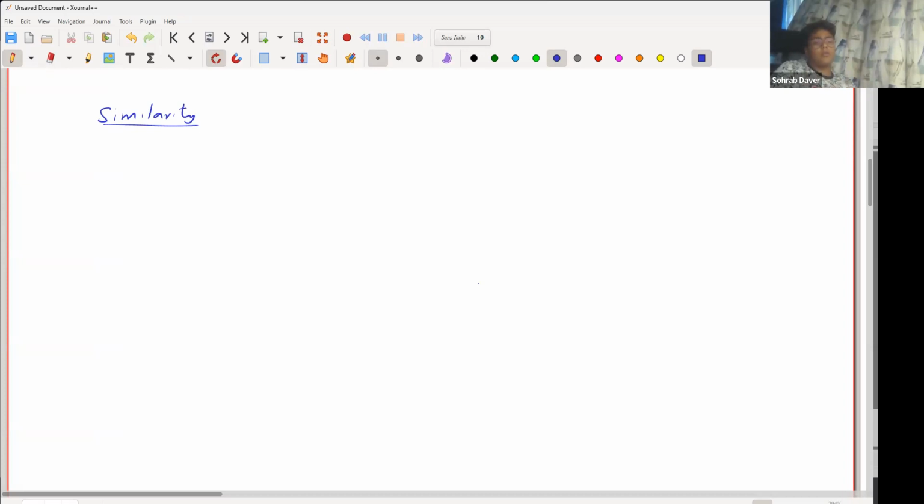I'm not sure. Okay, Snigdha, do you remember or do you know? So they have the same shape, but not the same size. Not necessarily the same size, which basically means that their angles are equal.